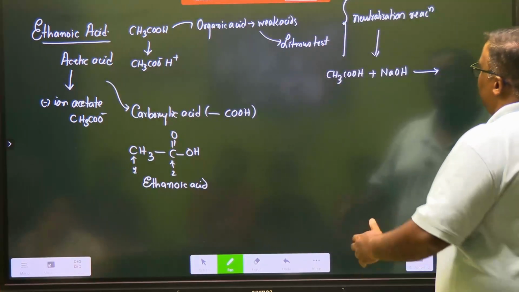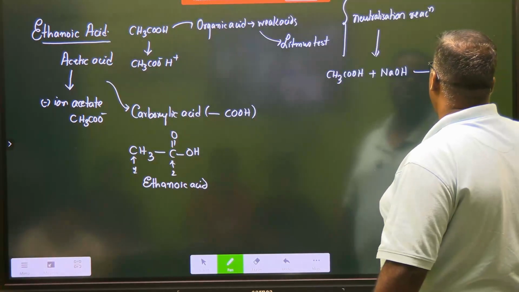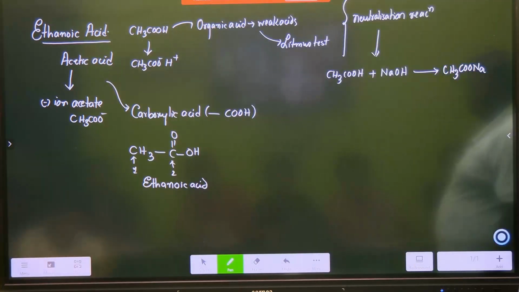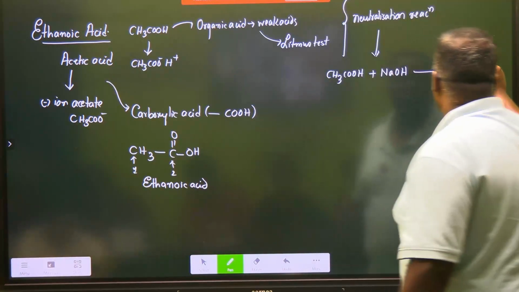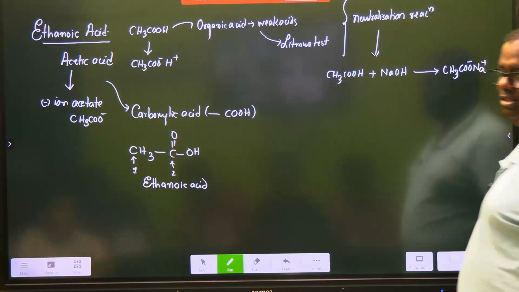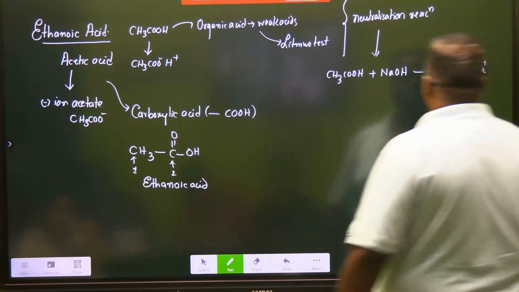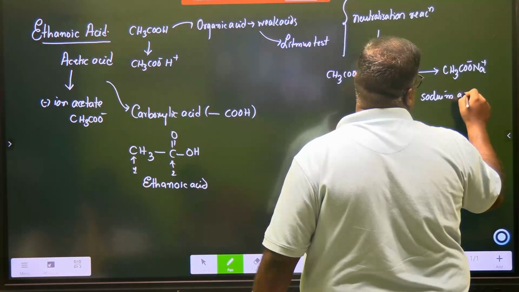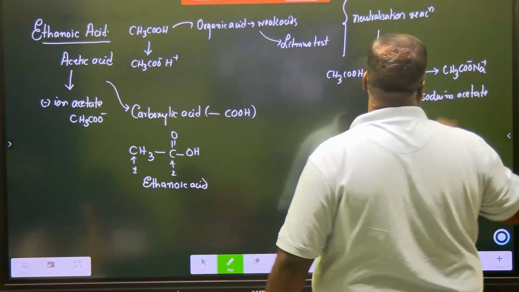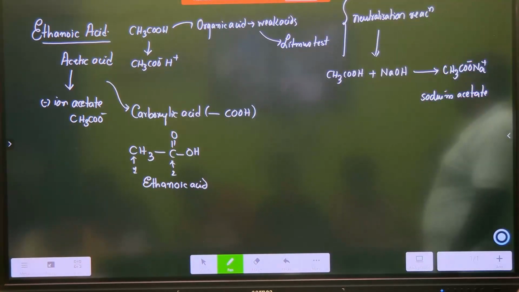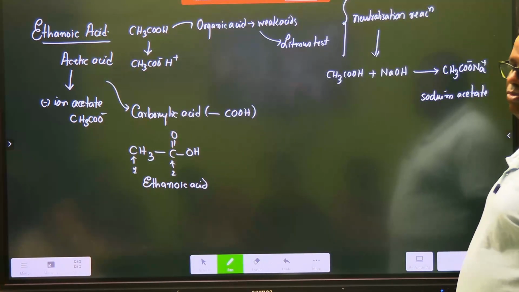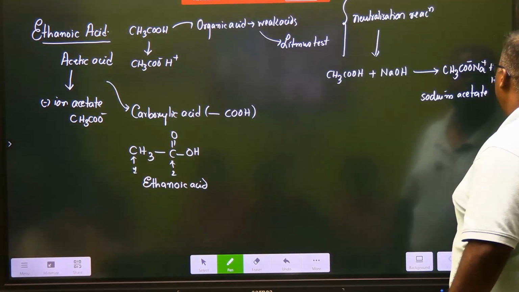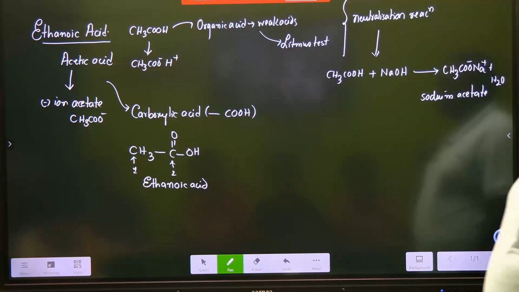Okay? So here, the product that will be formed is CH3COONa. This is the acetate ion. This is the sodium ion. So this is a salt. So this salt will be known as sodium acetate. Like that, you can make sodium citrate, sodium malate, sodium lactate, so sodium acetate, and don't forget water. So this is also one reaction which you can use.